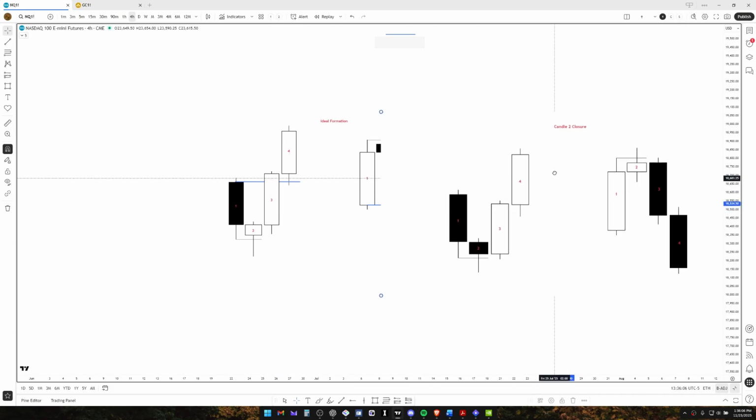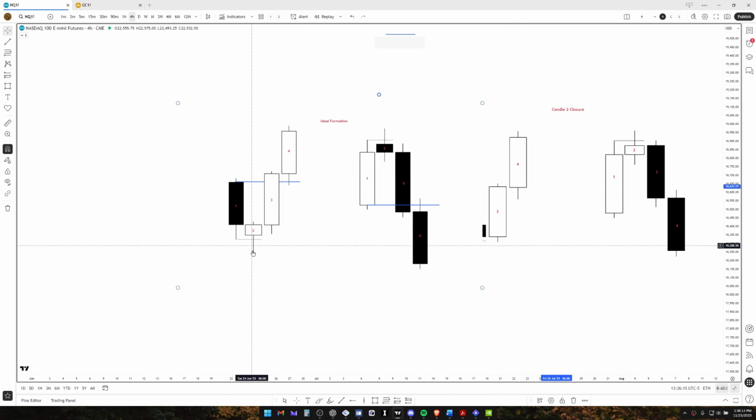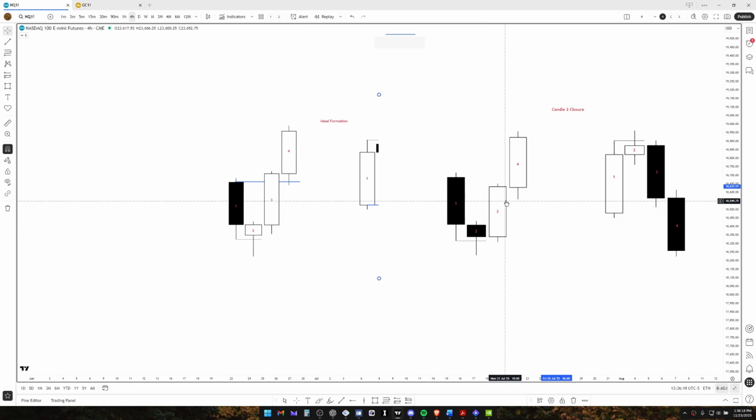But in candle 2 closure, we didn't close above. We're still in the range, so we're still anticipating it to continue up, but it's not ideal. This is moving much faster, much more expansive. This is still moving in the direction that we want it to go, but it's not as fast, right? So then candle 3 we can trade as a continuation or expansion, and then candle 4 we can trade as a continuation expansion.